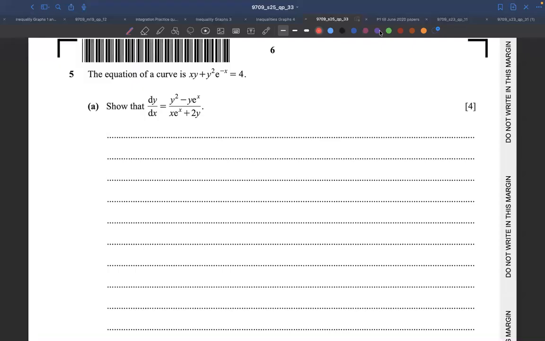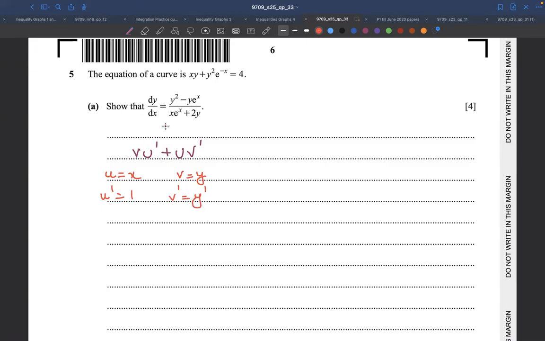In question number 5, the equation of a curve is xy plus y square e power minus x equals to 4. We have to show that dy dx is given like this. So in the first step, differentiate x and y, we have to apply the product rule. And the product rule basically is vu dash plus uv dash to find dy dx. And if we take u is equals to x, so u dash would be 1. And if we take v is equals to y, the derivative of y with respect to x is y dash.